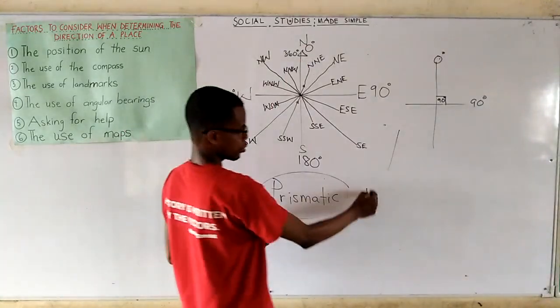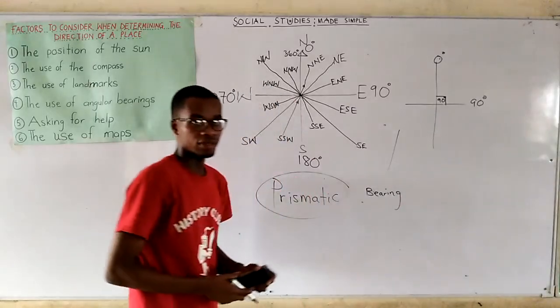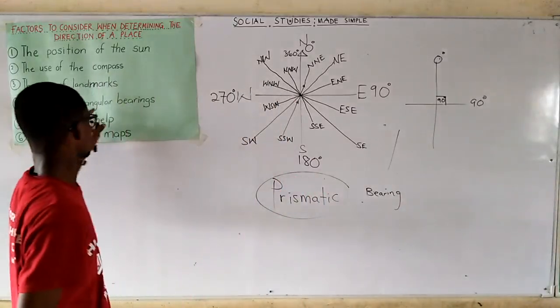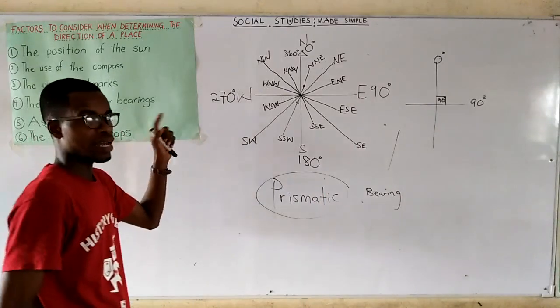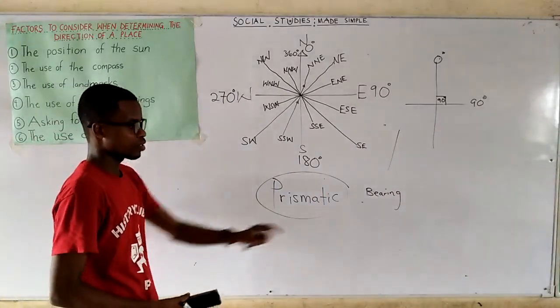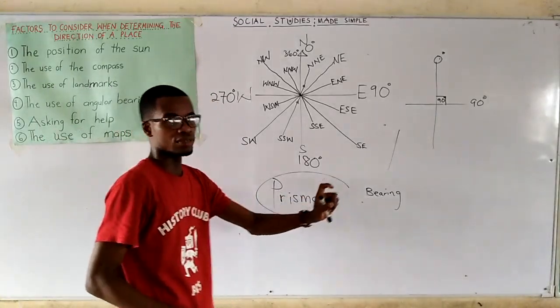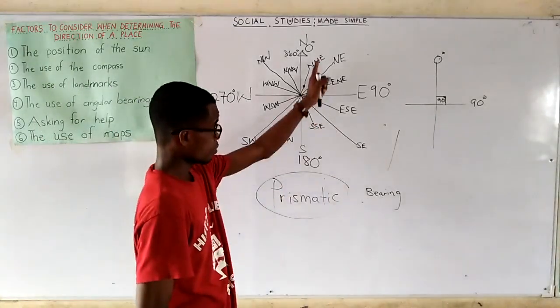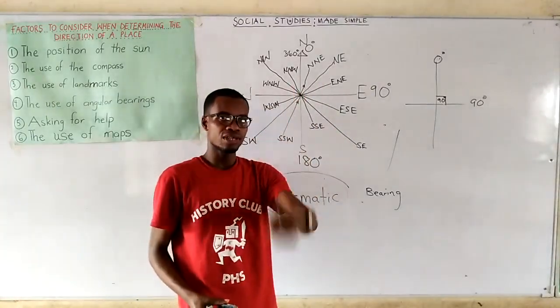That angle can also be referred to as bearing, which has also been indicated here as one of the factors to consider when showing a direction or determining the direction of a place. So we'll look at how to use bearing, and it involves a bit of calculation. We'll get into that soon. But with the compass for now, the needle is what is going to direct you.